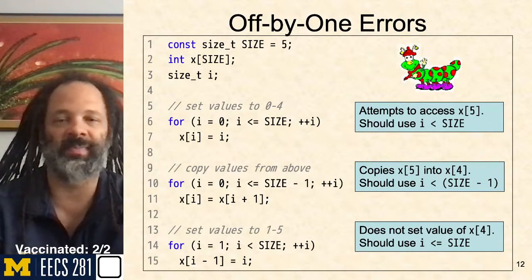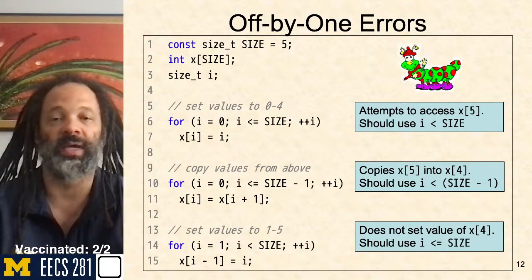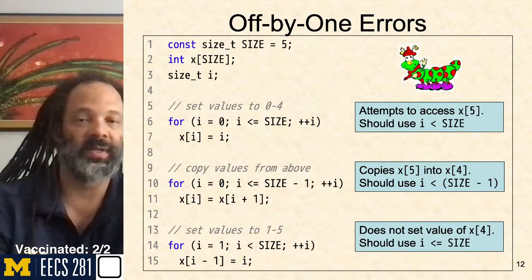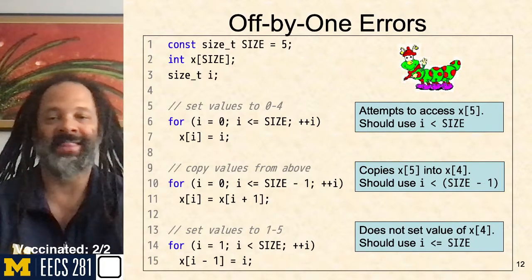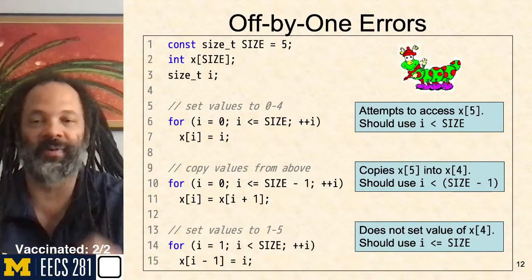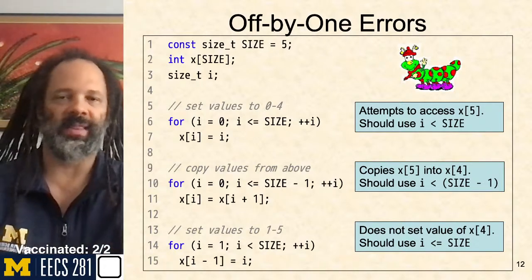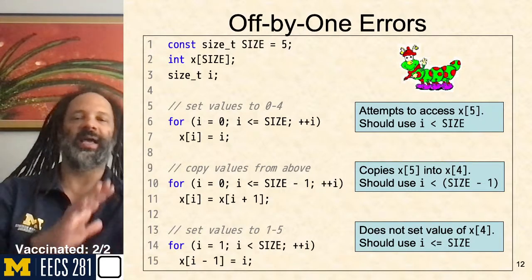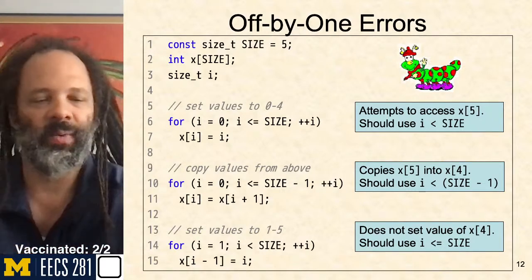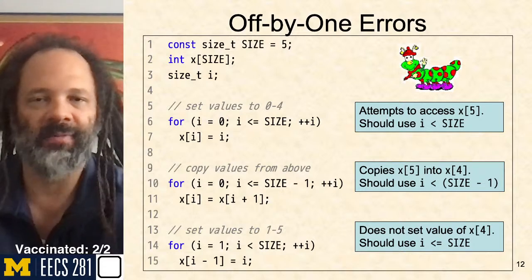Oftentimes it's easier to just make that for loop count controlled from 0 up to less than size, and then whenever you use it, subtract from size and use that to do your reversal. That makes the code really easy to read. You don't have to worry that much about what's going on in the math there. So be careful with your off by 1.